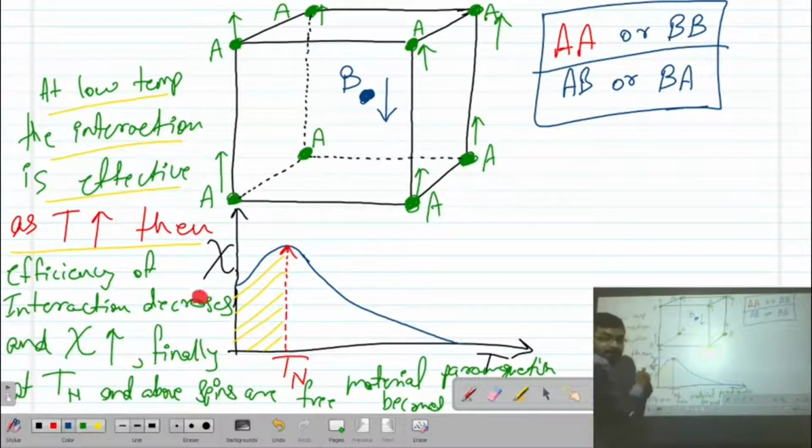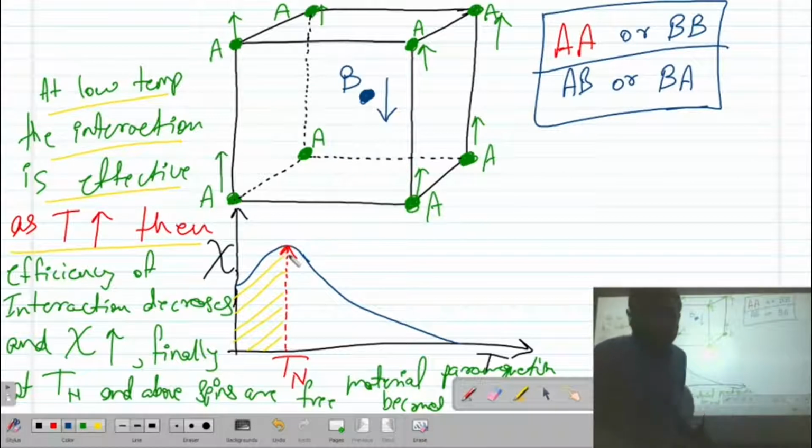As you increase the temperature from this point, remember, this point is not zero temperature. As you increase the temperature, susceptibility increases because of the increasing freeness of the dipoles. Finally, at this point, that is nothing but the Néel temperature, the temperature is nothing but the thermal energy. It is very high at this point.